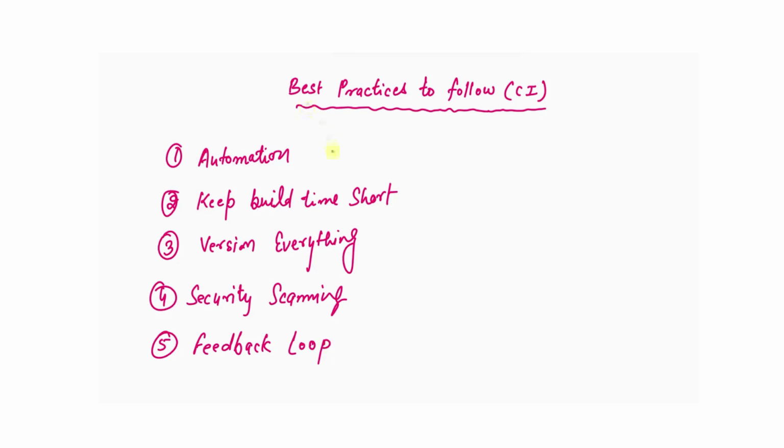So these are the 5 best practices. First is automation. Automate everything whenever possible, meaning always try to automate your CI pipeline. Faster feedback, keep build time short, version everything, security scanning, and feedback loop. So these are the 5 best practices you should follow.